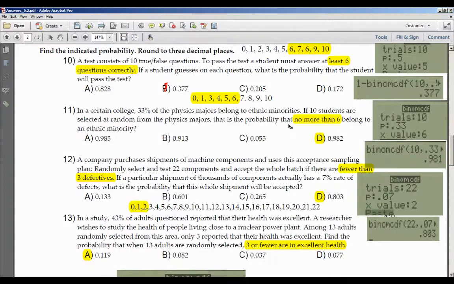All right, in college, 33% of the, we already did this one here, no more than 6. All right, maybe not. I remember the physics things in the minorities. Anyways, no more than 6.